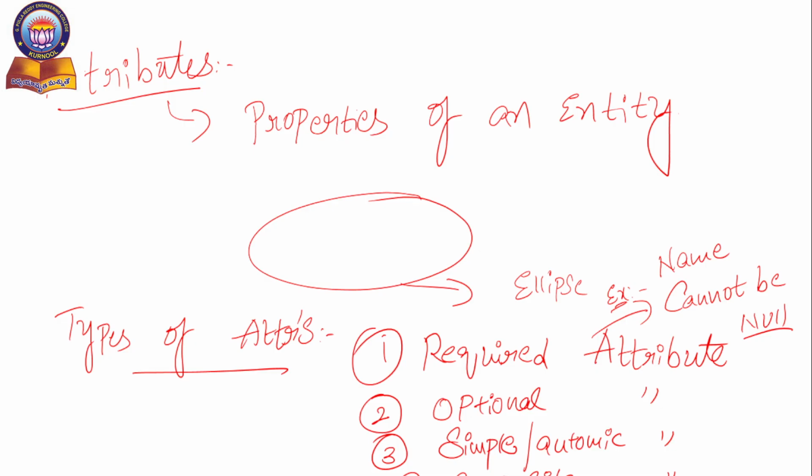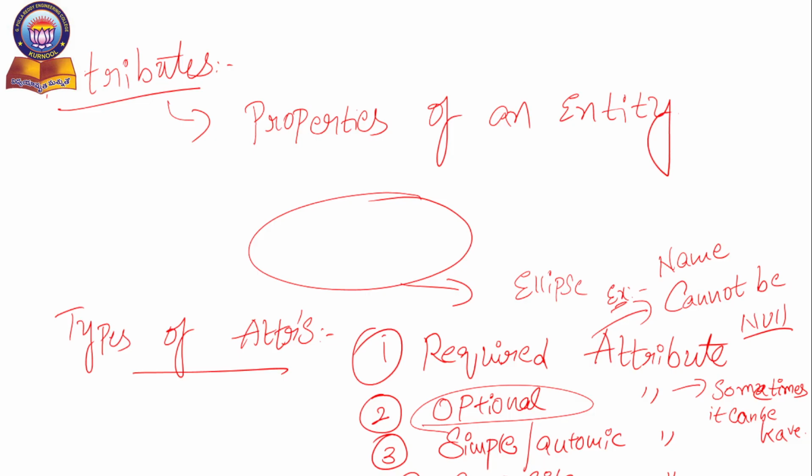Coming to the next one, optional attribute. An optional attribute is one that may or may not have a value. Sometimes it can be null. A value may be there or may not be there. That is called an optional attribute.